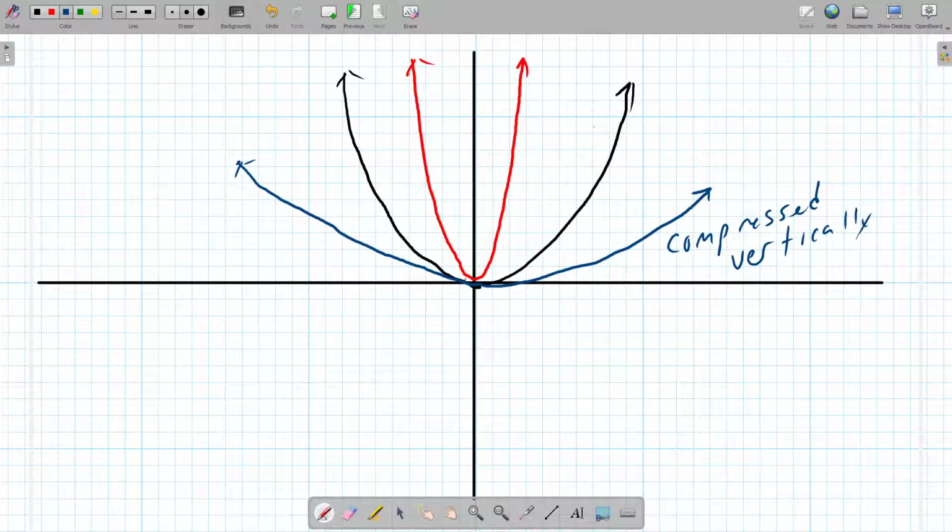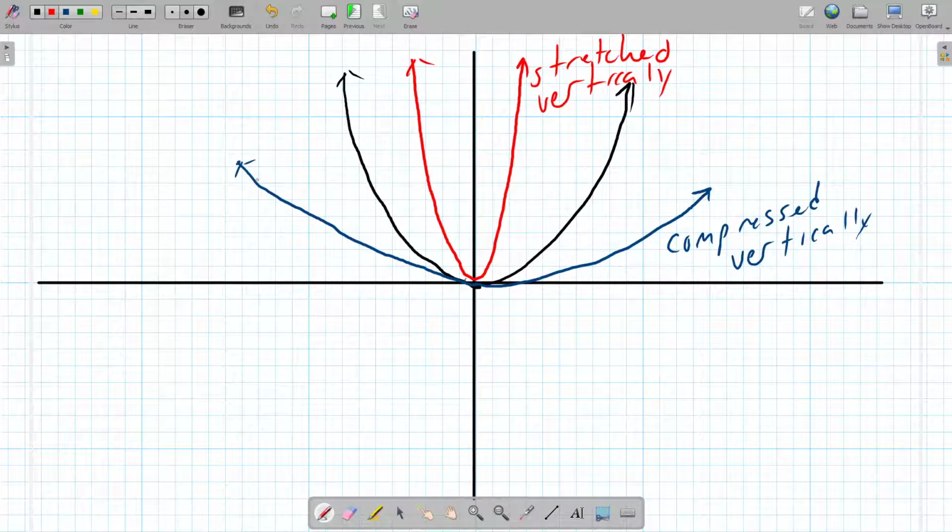because if I had like my hand and I could push down on this black parabola vertically, it would push it down and open it up. If I could stretch it vertically and grab onto this and pull it up, it would make it skinnier. So we call this stretched vertically.